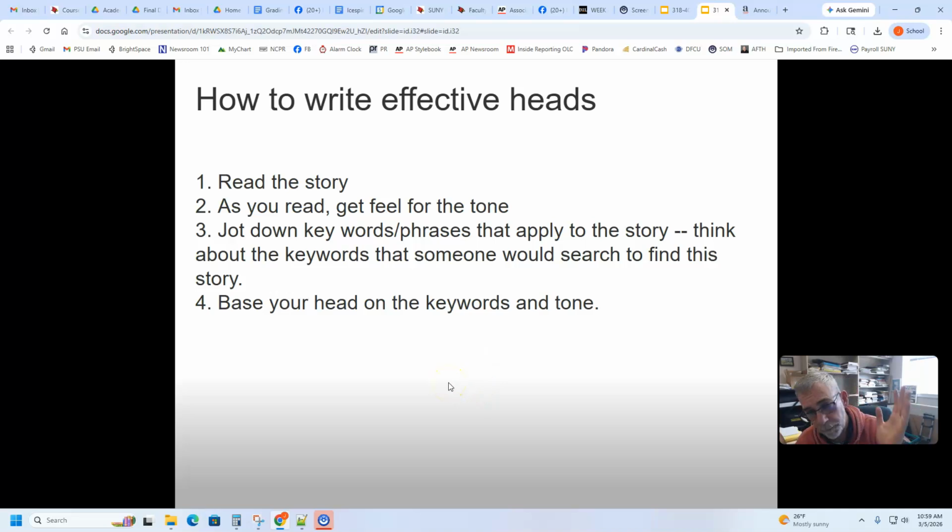How to write effective headlines. Here you go. This is all you need to do. Read the story. It's surprising how many people skip that step. You actually have to read the story, probably the whole story. As you read, get a feel for the tone. Is it happy, sad, silly, goofy, serious, deadly? I don't know. Jot down key words and phrases that apply to the story. This step is more important than ever now.